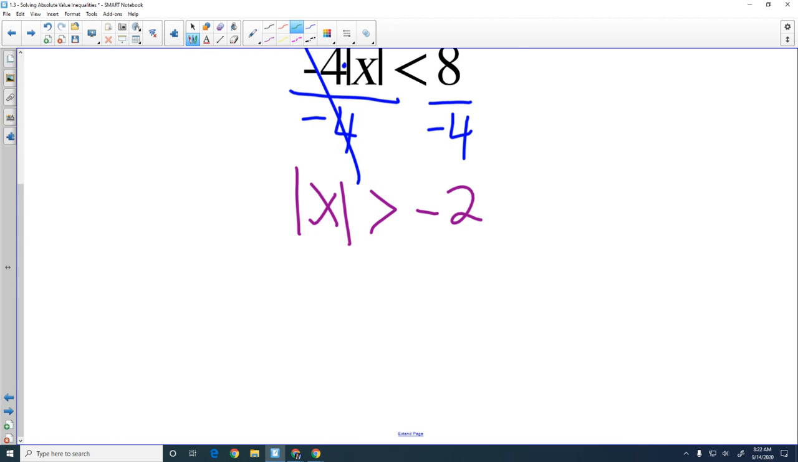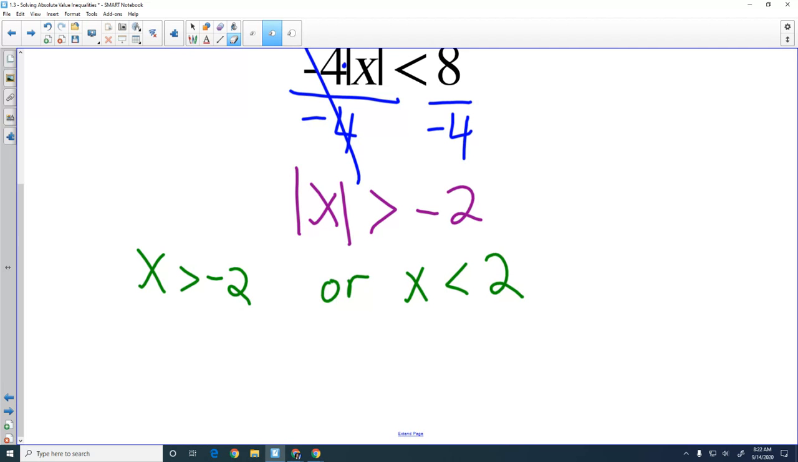From here, we write our two regular inequalities. One looks the same. X is greater than negative 2. Hey, based on this inequality symbol, can you tell me, is this going to be a bridge or opposite arrows? Yeah, when it's a greater than, remember that's going to be the opposite arrows. So I know that x can be greater than negative 2, or x can be less than positive 2. Wait, did I mess something up? Oh, wait, maybe it is different because of the negative sign.